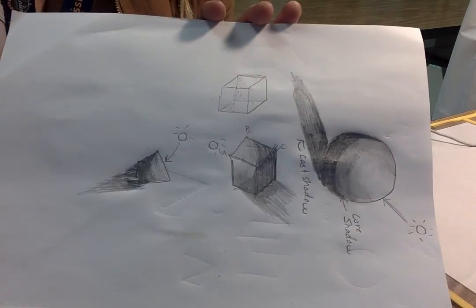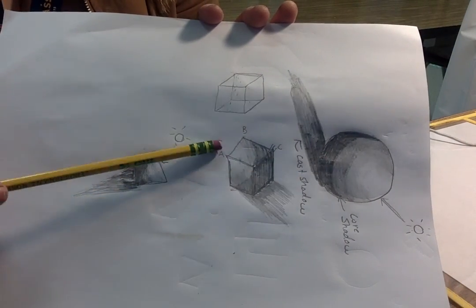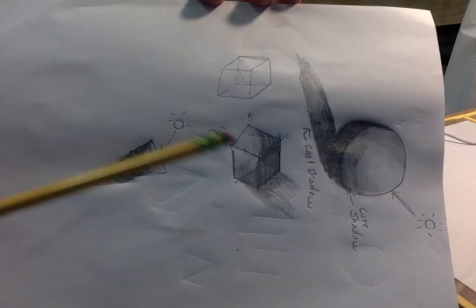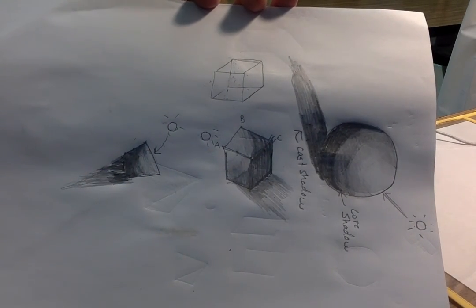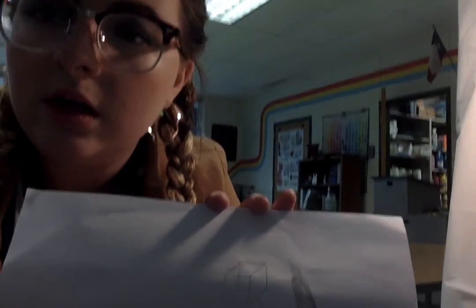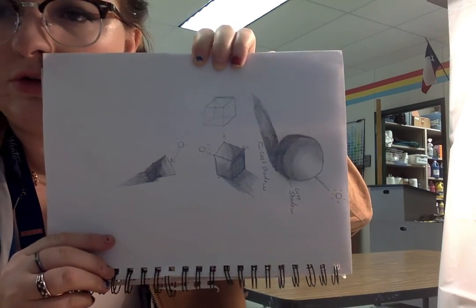So go ahead and practice a sphere, a cube, and a pyramid. These are all geometric forms with value. I can't wait to see how you guys do. Good luck. Please let me know if you have any questions. This is going to be our art notes for today.